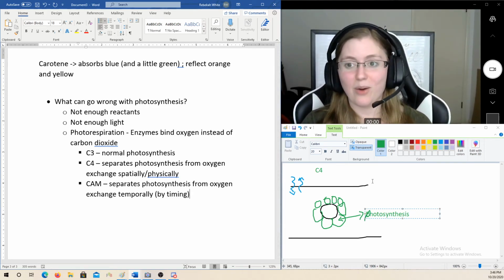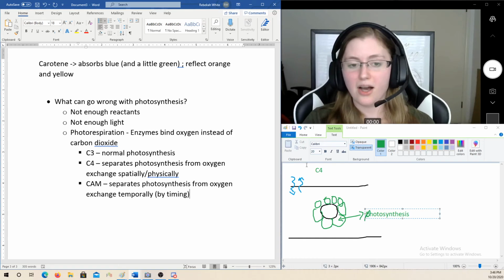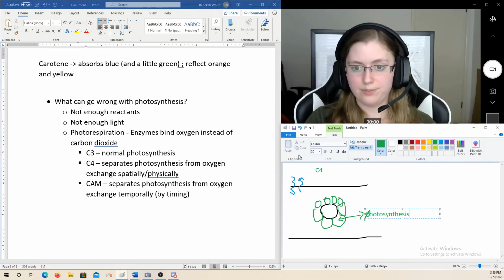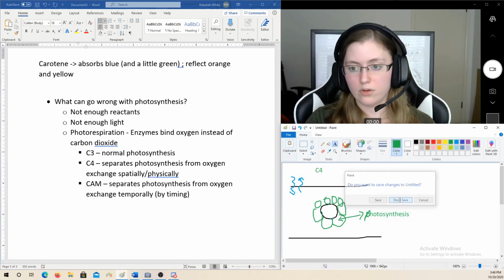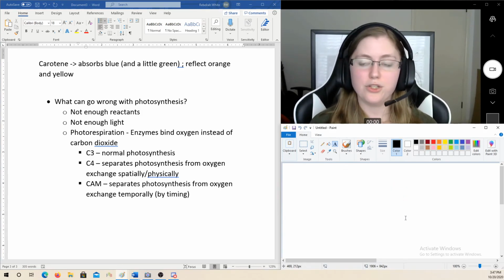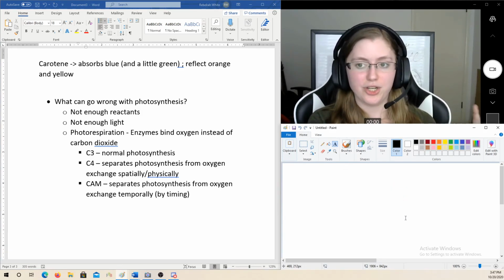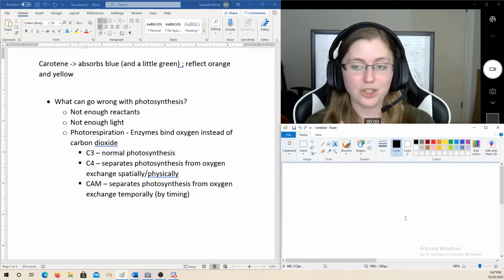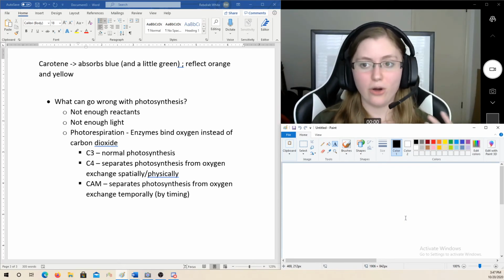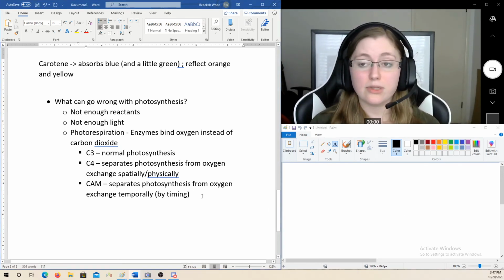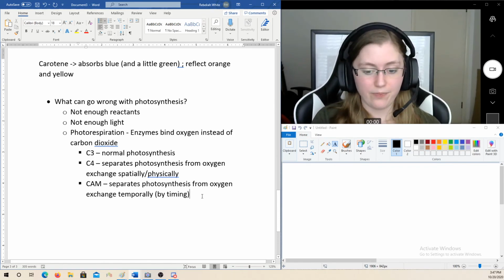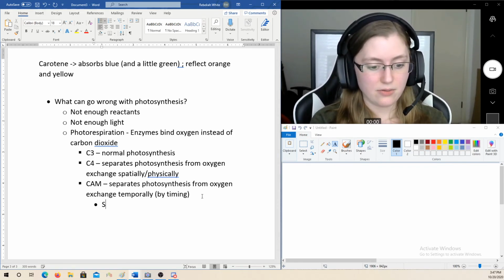So yes, this is where we get cacti and succulents. These plants are going to time when they exchange oxygen and carbon dioxide and when they actually do photosynthesis to prevent overlap of those two processes. So they open and close their stomata at different times of the day. Okay, so at night, they open the stomata and they allow gas exchange.